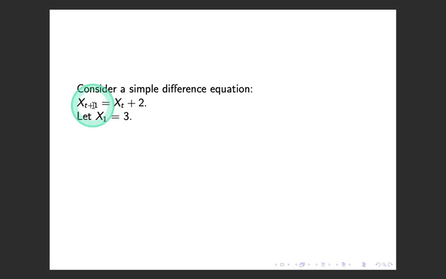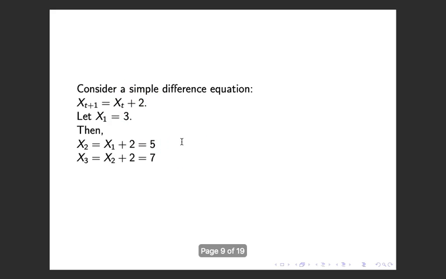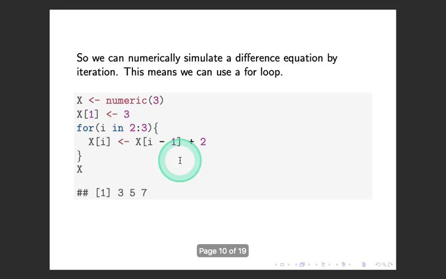So let x_{t+1} equal x_t plus 2 and let x1 be 3. Then quite clearly x2 is equal to x1 plus 2, which is 5. We simply plug in the 3 here, so 3 plus 2 is 5. So we can iteratively get the solution. x3 is equal to x2 plus 2, which is 7. So we can numerically simulate a difference equation by iteration.